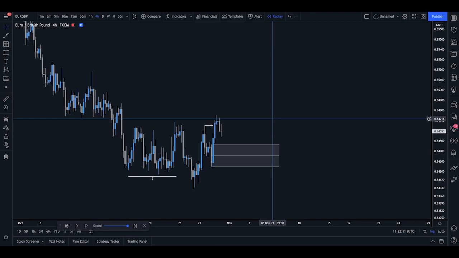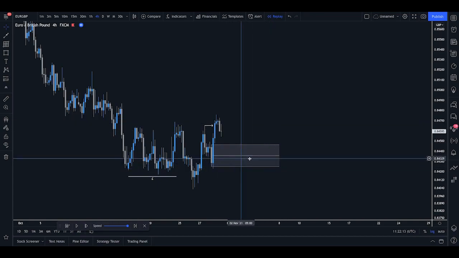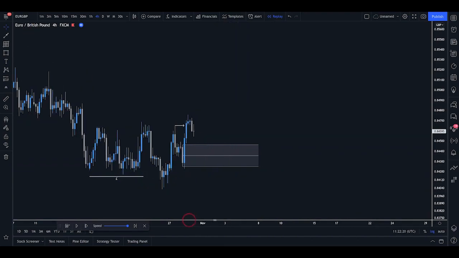When you find these refined zones, you can actually then execute using that refined area to get a better entry, tighter stop loss, and higher risk reward. So we're going to show an example in this video.